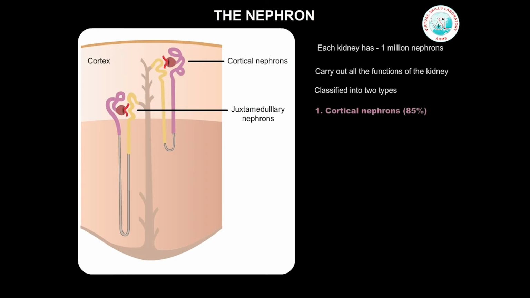85% of the nephrons are cortical nephrons. These are located in the superficial cortex. They have short loop of Henle, so also known as short loop nephrons. These nephrons produce standard urine.